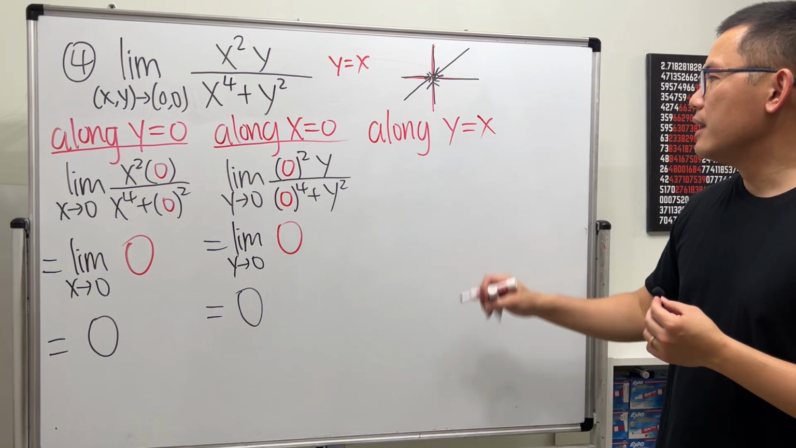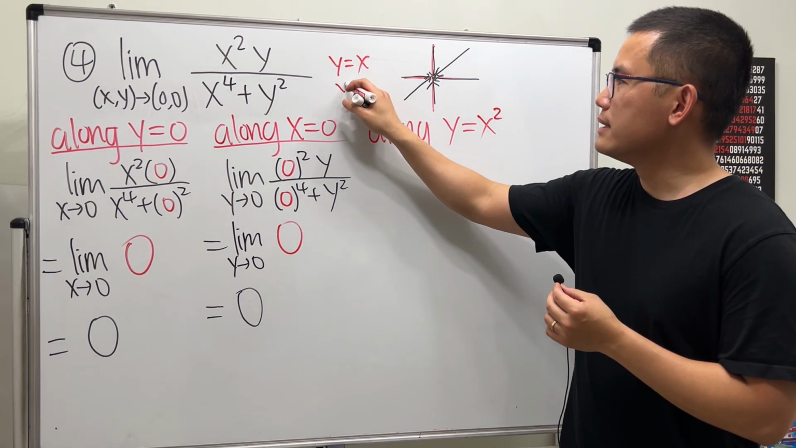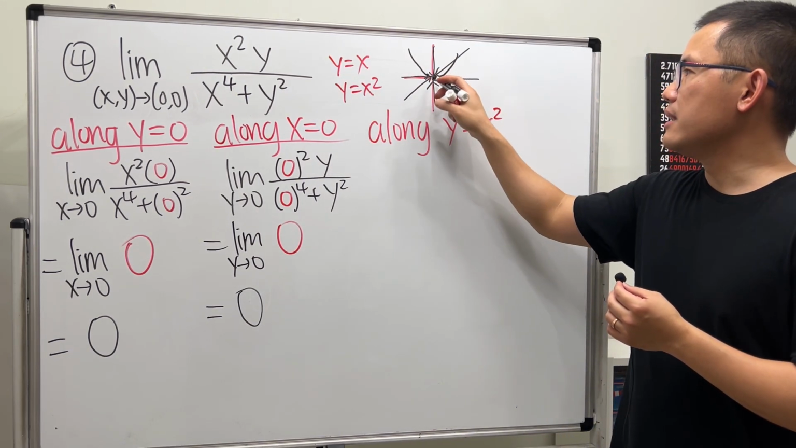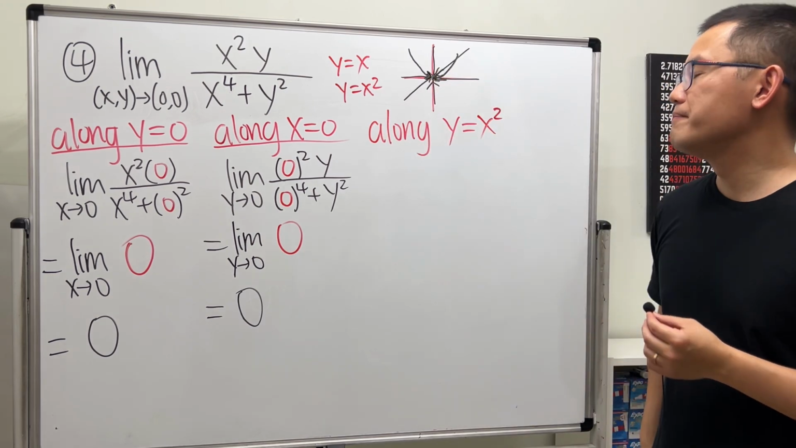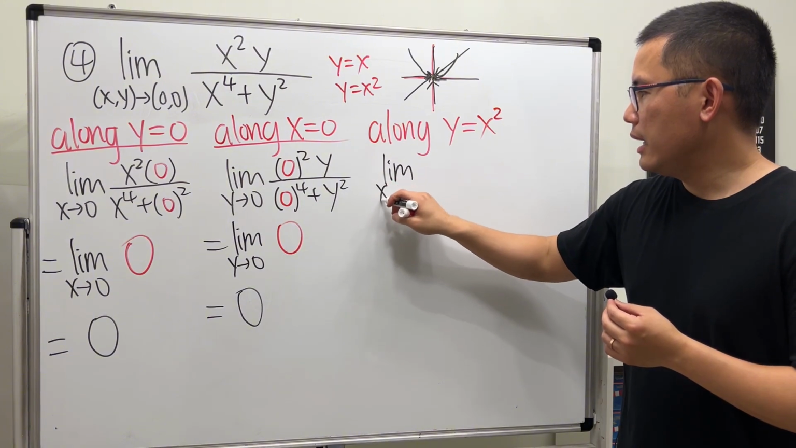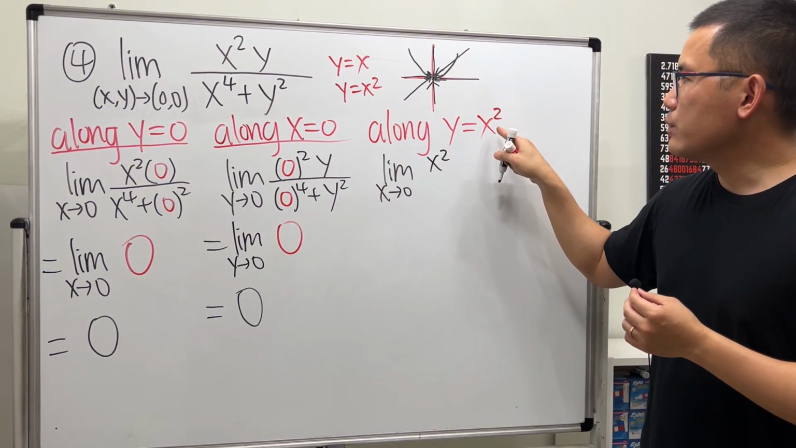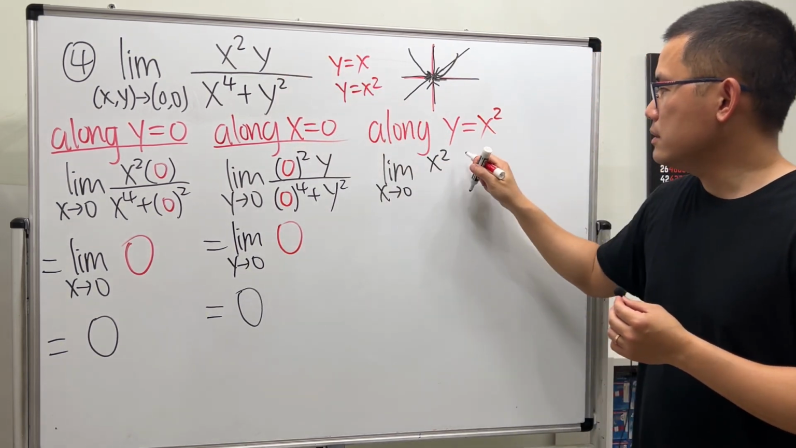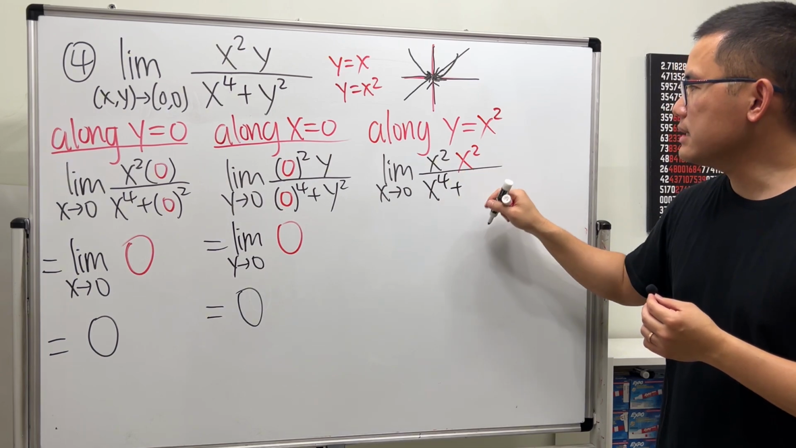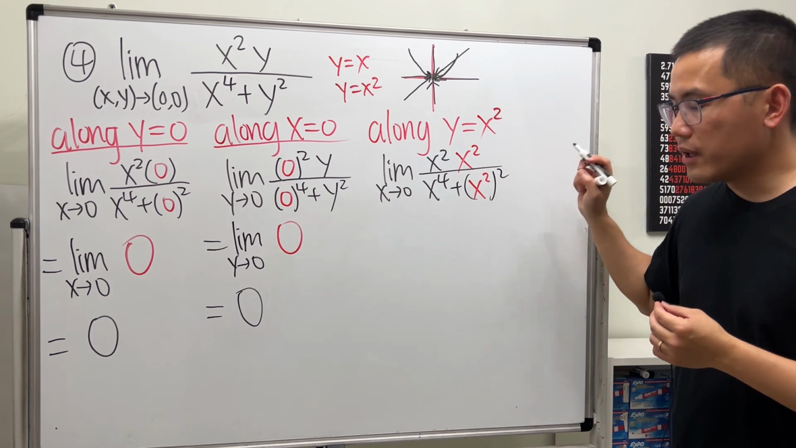But as I told you guys earlier, try to match the power so that some simplification will happen. So here, let's try x to the second power. When we have y equal to x to the second power, we have a parabola, and you see that it does approach 0. So I am going to have the limit as x approaching 0, and then this x squared stays, but we plug in x squared into this y here, over x to the fourth power plus plugging this into the y, so x squared and then squared.